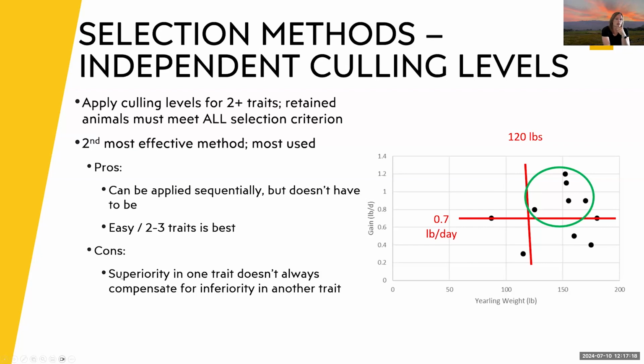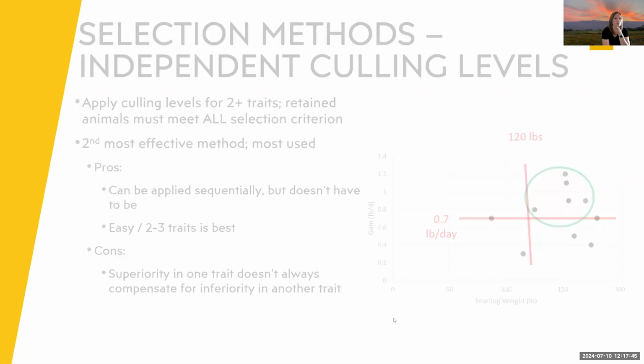And the con in this particular situation is that just because they are superior in one trait, it doesn't always mean that they're going to be compensating for another trait, which you can see here. Like our best sized ewe lamb here isn't necessarily growing at the same rate as some of these other ones. And so a little bit smaller, but grows faster. You have to kind of compensate for those.